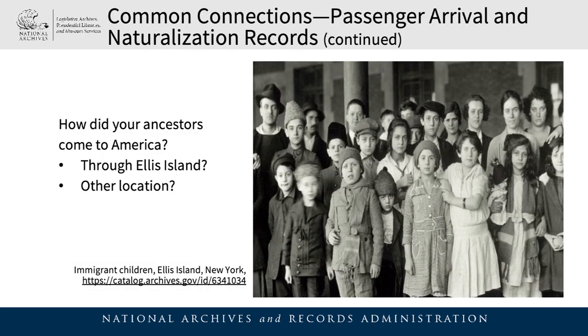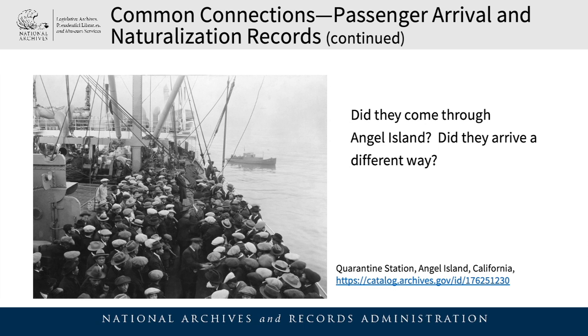People arrived in what is now the United States from many points of entry. They may have come through Ellis Island in New York or Angel Island in California. They may have come from Mexico or Canada, and the journey may have been one of their own choosing, or it could have been a forced migration.